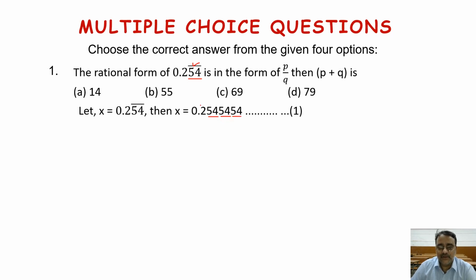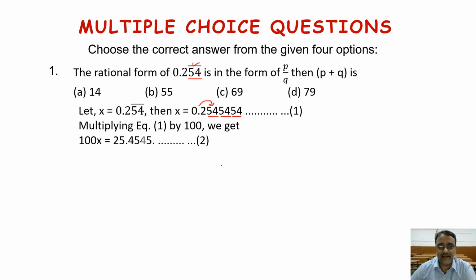Now we will multiply by 1000 or we can multiply by 100 also, right? So here we are multiplying by 100. If you multiply it with 100, the point will shift 2 places to the right side. So that means 25.4545 and so on. Okay. So now we are going to subtract. Look, here also next 54 came, 54 and so on.